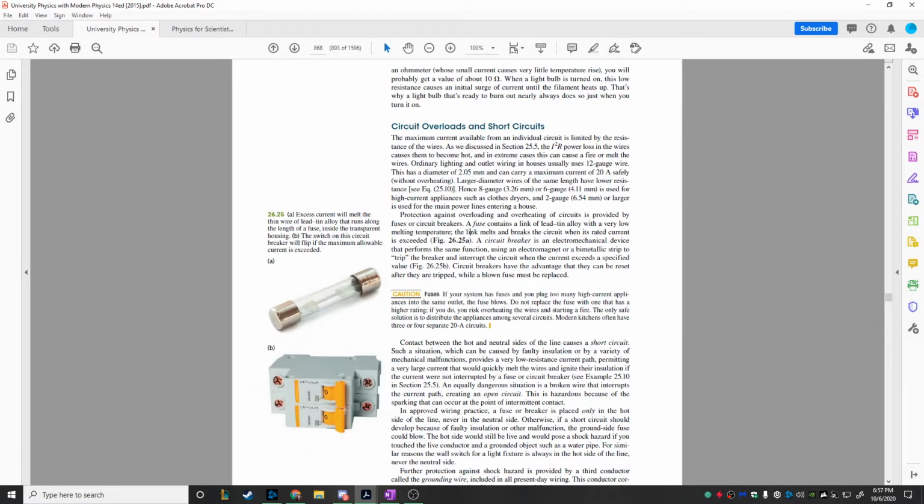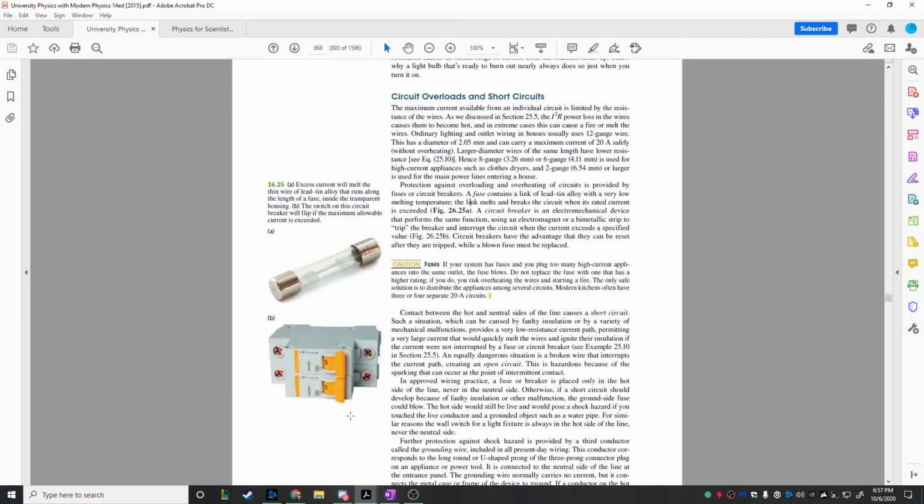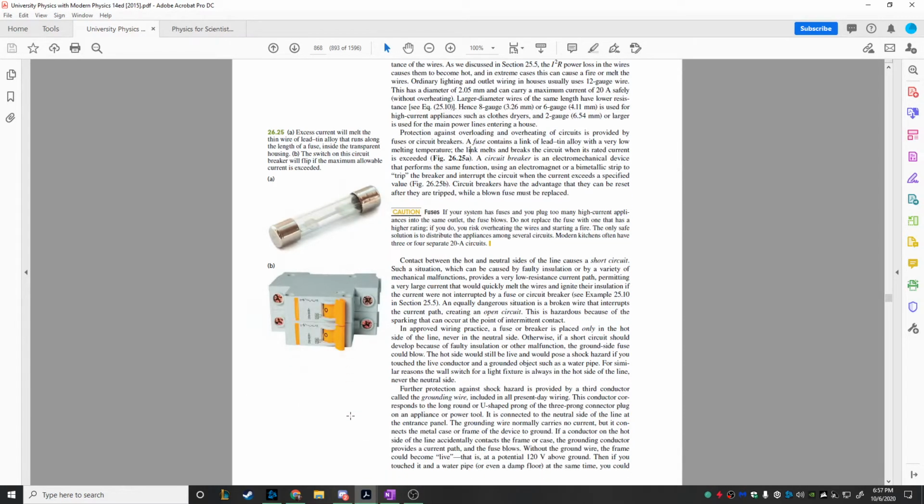The circuit breaker is a similar idea. On the circuit breaker, and this is probably something you could see if you look around your house enough, the switch will flip if the maximum allowable current is exceeded. Basically it cuts off all the power on that section of your house, and if you want to get the power flowing again, you can turn it back on. This is something that can happen if you just let too much current flow through.